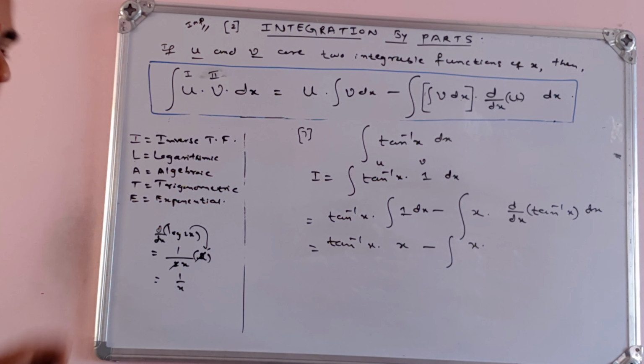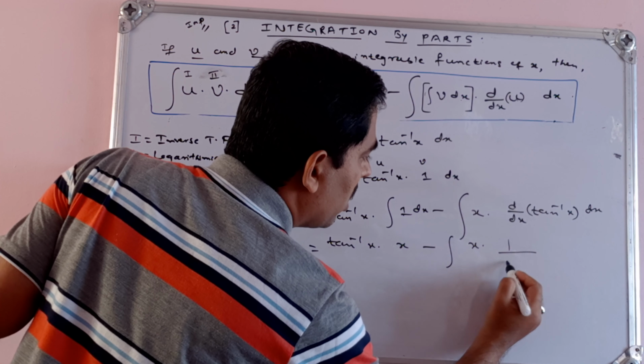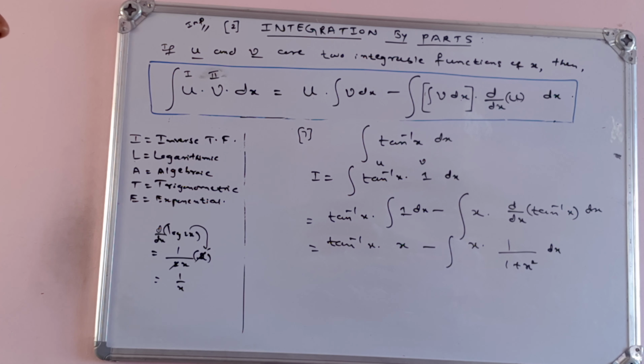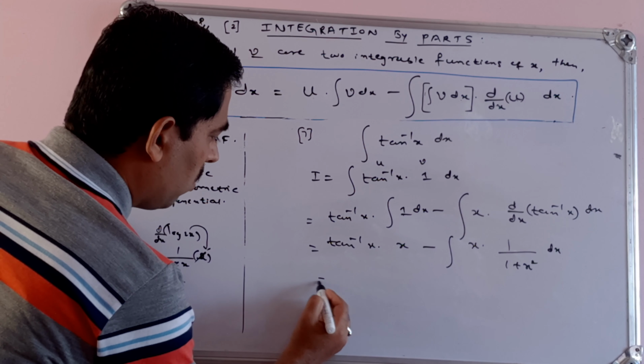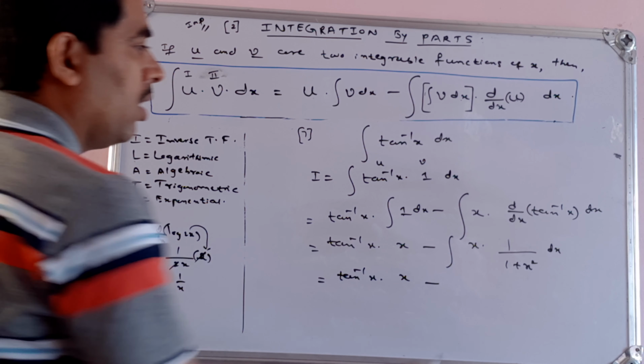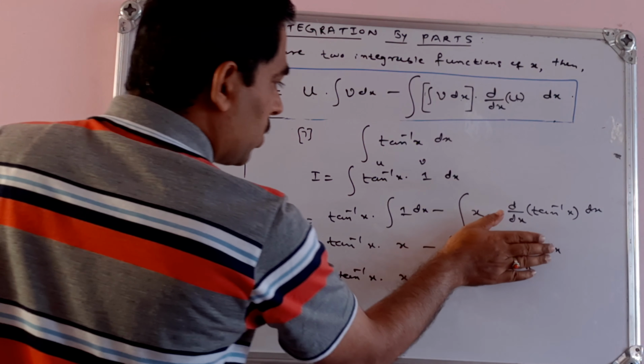This x, I have written it as it is. Then see, derivative of tan inverse x. So derivative of tan inverse x, you know this formula, derivative of tan inverse x is 1 by 1 plus x square. Observe this, 1 by 1 plus x square. It is the derivative of tan inverse x. Now observe this carefully, tan inverse x into x, I will write it as it is, minus, see, the problem is this one. Okay, I will show it here. See this portion, observe this.